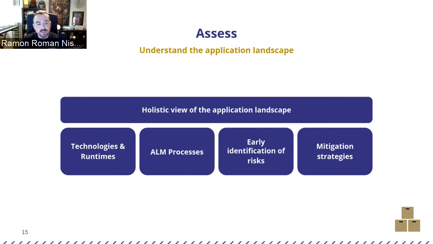So on this holistic view, you have to focus on technology and runtimes on one side, but also on processes, especially the ones related to application lifecycle management. And the idea of this is to identify all the different risks as early as possible, to be able to come up with mitigation strategies that, again, make the whole process predictable and measurable. So once you have the full understanding of the application landscape, you can move to the rationalize phase.